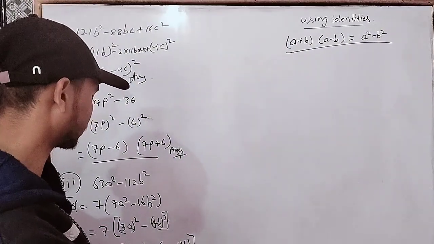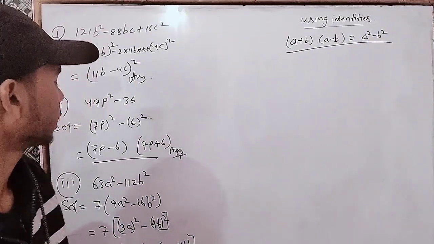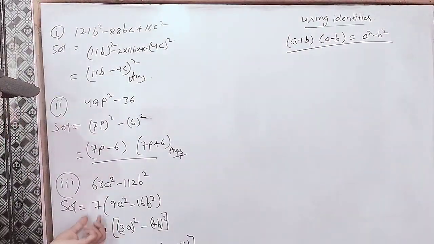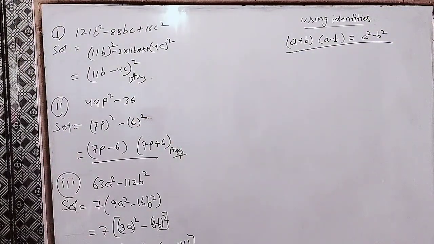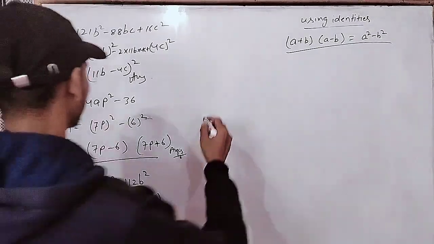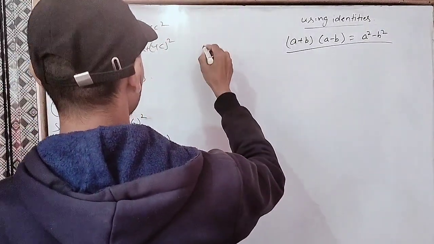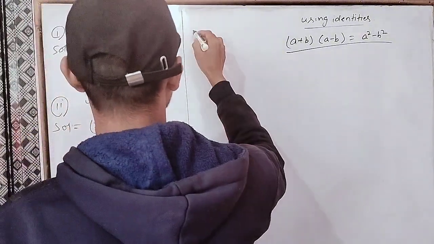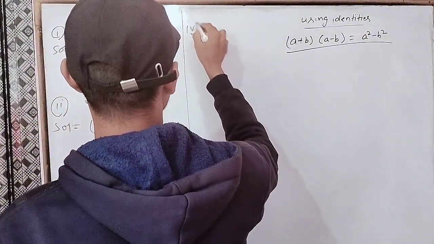Here you can see this equation. Here it is correct. First we used a common method, then after using the common method we applied our identities method. Okay. Next.